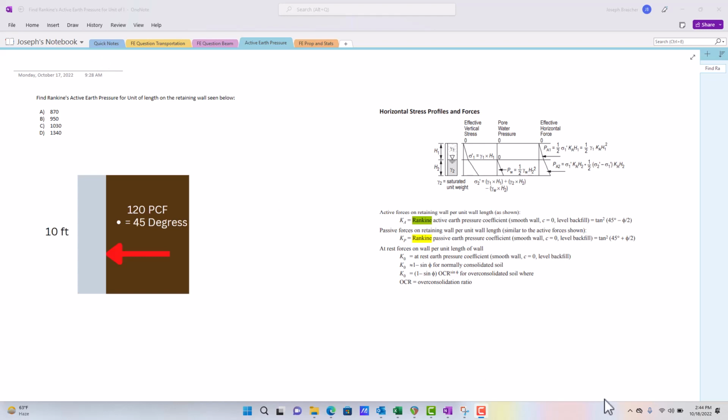And today we've got another example problem here. This one's on soil mechanics. And we're going to be using Rankine's active earth pressure to determine the force on this retaining wall here.